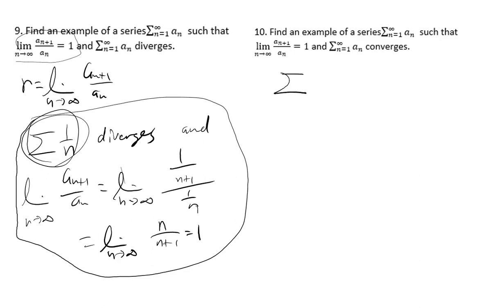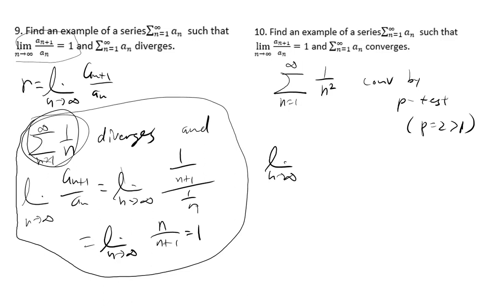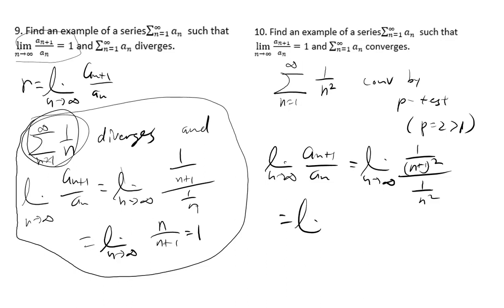Here, you try sigma 1 over n squared. This one converges by the p-test. And we know that the limit as n goes to infinity of a_(n+1) over a_n is the limit of 1 over (n+1) squared divided by 1 over n squared, which is the limit of n squared over (n+1) squared, which is 1. So it satisfies everything while being convergent.